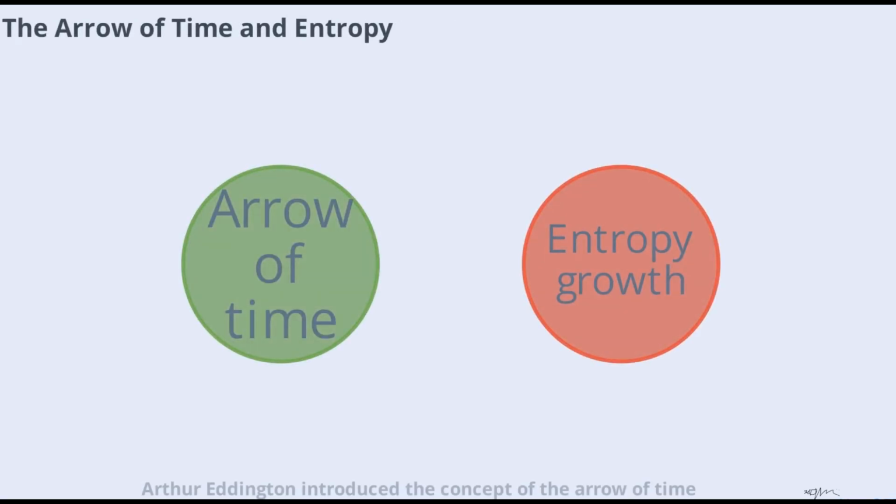Arthur Eddington introduced the concept of the arrow of time, which points in the direction of increasing entropy. While the fundamental laws of physics are nearly time-symmetric, real-world systems overwhelmingly evolve toward higher disorder. Time travel that reduces entropy locally would have to be balanced by increases elsewhere, or else the second law of thermodynamics would be violated. This sets a fundamental limit on how time loops can operate in the real world.